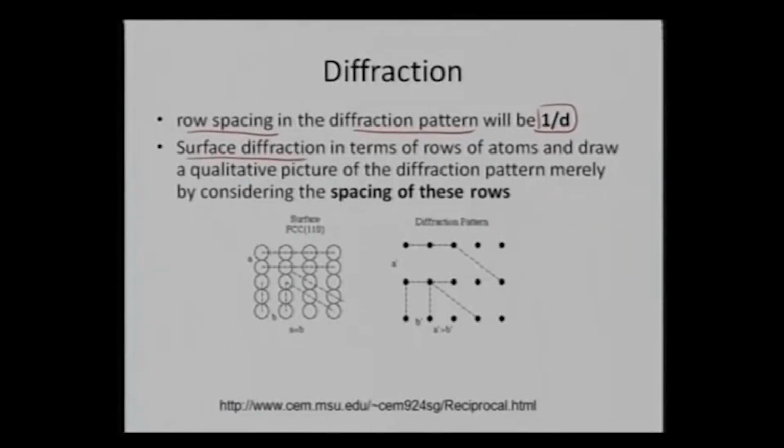And again I can see this surface diffraction either in terms of rows of atoms and draw a kind of qualitative picture of the diffraction pattern just by considering what kind of planes are present. So just by considering the space between those rows, I can construct my reciprocal lattice. So from that I can eventually bring out my diffraction pattern.